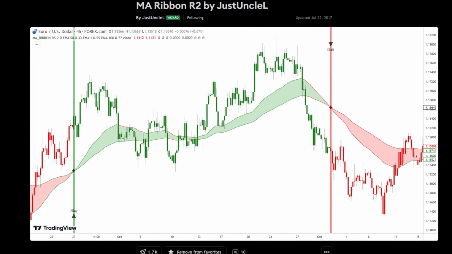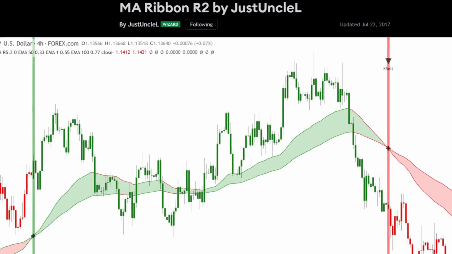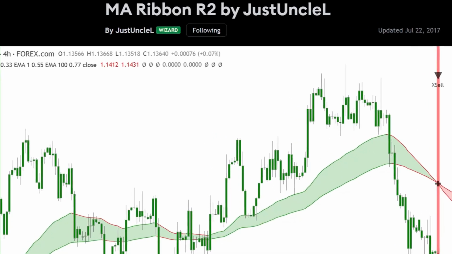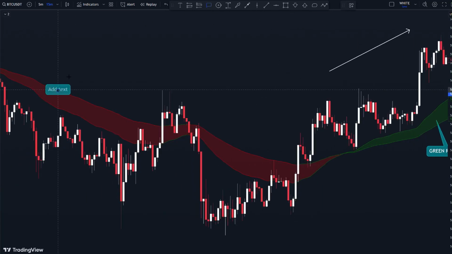The MA ribbon indicator is a handy tool that draws colored ribbons on the chart to help you visualize trends. When the ribbon is green, it indicates an uptrend. And when it's red, it signals a downtrend.